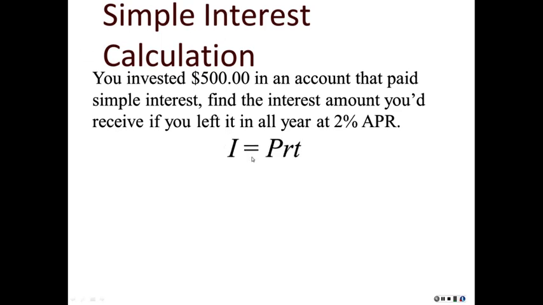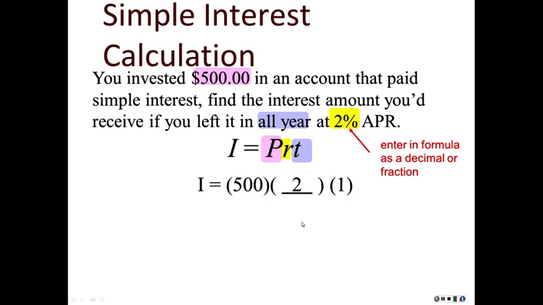So let's plug these numbers in our formula. Remember, interest is equal to the principal times the rate times the time. So the principal is $500. The rate is 2%, but we're going to write that as a decimal, which is 0.02. And the time is 1 year, so we'll just put 1 for 1 year. Now, I set these up like a fraction for the rate. For my 2%, I put 2 over 100, but if you like decimals, you can change it to 0.02, which is 2 hundredths.